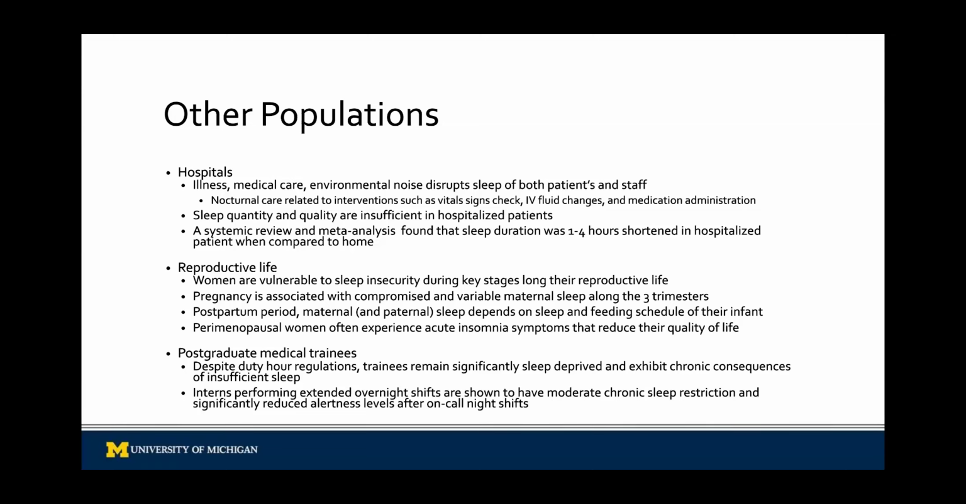Also, reproductive life or women's health. Women can also be vulnerable to sleep insecurity, especially during certain key stages of reproductive life. Pregnancy has been associated with compromised and variable maternal sleep along the 3 trimesters. Even the postpartum period, both the mother and the father, their sleep really depends on the feeding schedule of their infant. And so that sets up an environment of insufficient sleep. Even perimenopausal women may experience acute insomnia symptoms, and that may reduce their overall quality of life.